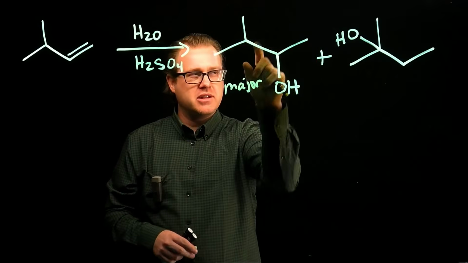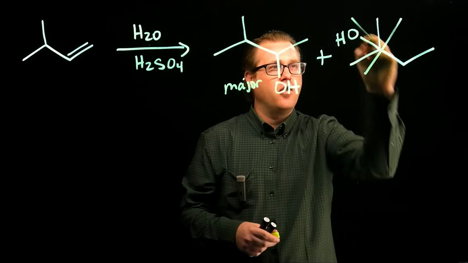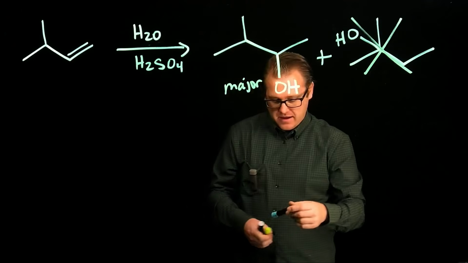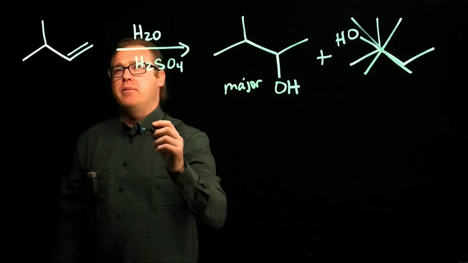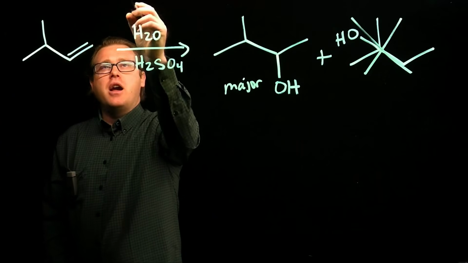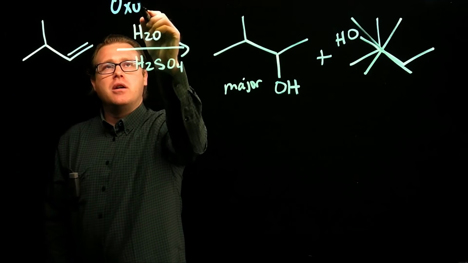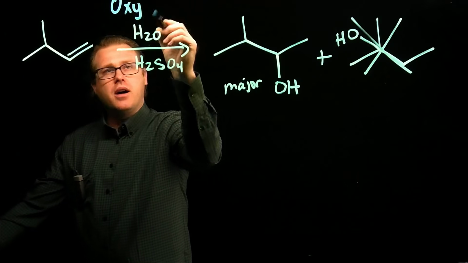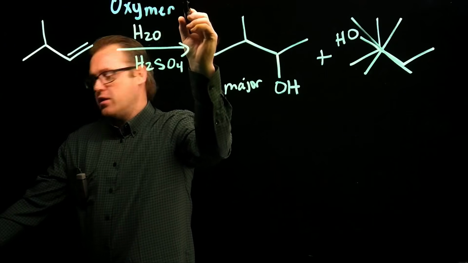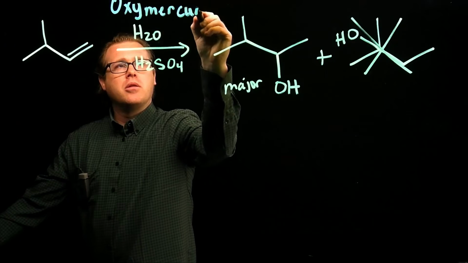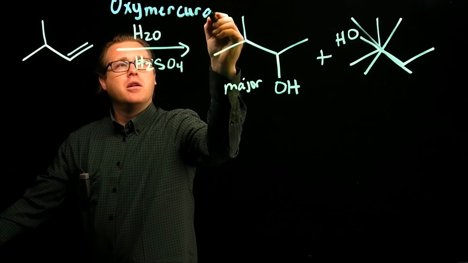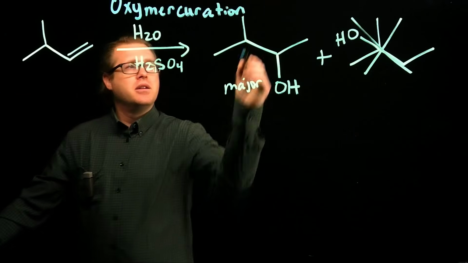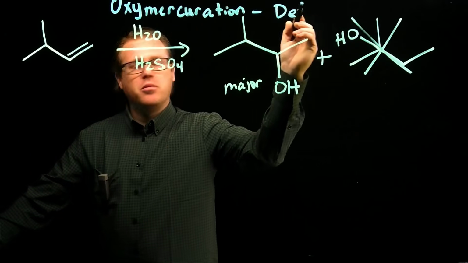What if we wanted this as our major product and this doesn't form at all? There is a way to do that, and there's a named reaction, and that's called the oxymercuration. Oxymercuration, like mercury. Oxymercuration-demercuration.